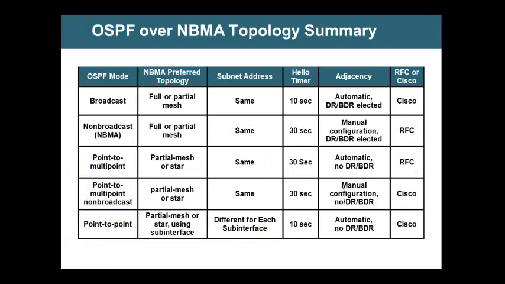Neighbors are manually configured, like non-broadcast, which is good in an NBMA. Because it's an NBMA untrusted network, discovering neighbors dynamically is not that reliable. So configuring neighbors manually is much more reliable.